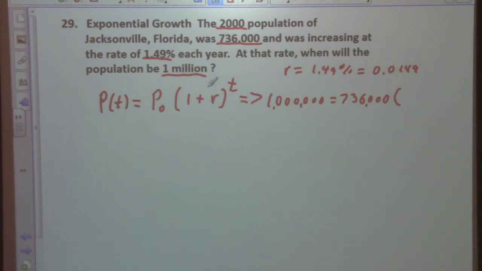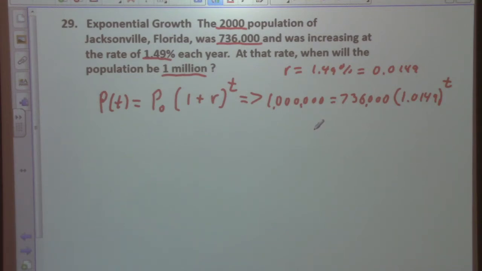So we have 1 plus 0.0149, so this could be 1.0149 to the power of t. And so that's going to be what we can use. Now how can we solve this equation? There are really multiple ways of doing it.